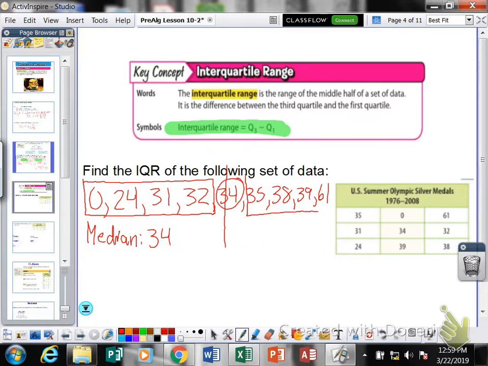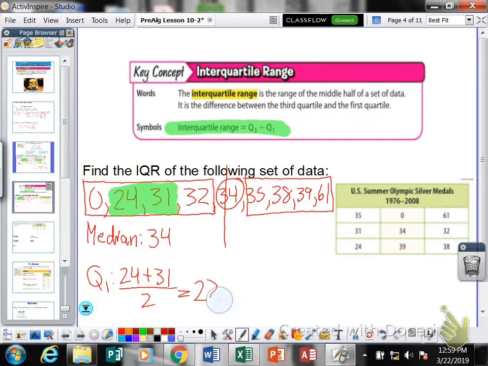My upper half is going to be these 4 numbers. Now I have to find my Q1 and my Q3. So my Q1 is going to be the median of the lower half of the data. In this case, I have 2 numbers, so I have to add and divide by 2. So I have 24 plus 31 all over 2, and that's going to give me 27.5.